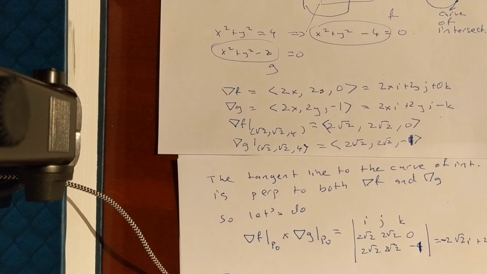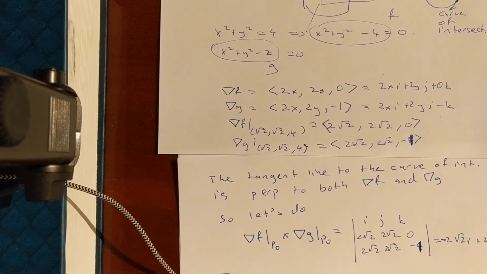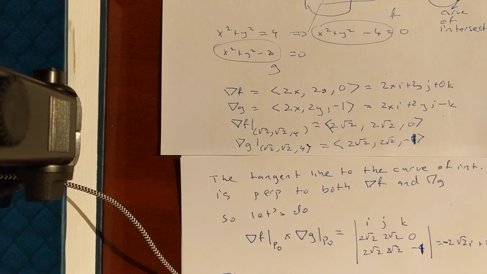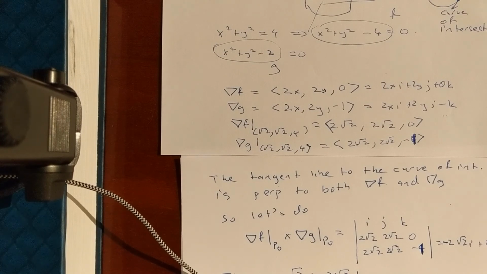The tangent line will be what? We can parameterize it. x is going to be, what was our point? Our point was square root 2 plus, minus 2 square root 2 t. y, that was also square root 2, the initial point was square root 2, square root 2, 4, plus 2 square root 2 t. And finally z, well, it's just going to be the point itself, always going to be 4 plus 0t. Again, t is between minus infinity and infinity.